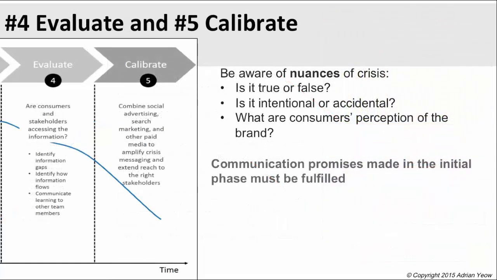Once the response has been implemented, the next steps involve evaluating and calibrating. The critical point in this step is for the team to ensure that the information and content is being communicated to the right people. As such, they have to ensure that information gaps are plugged and that how and where information is flowing is monitored. At the same time, they need to be sure their content fits the nuances of the crisis. For example, is the crisis about something that is false or true?